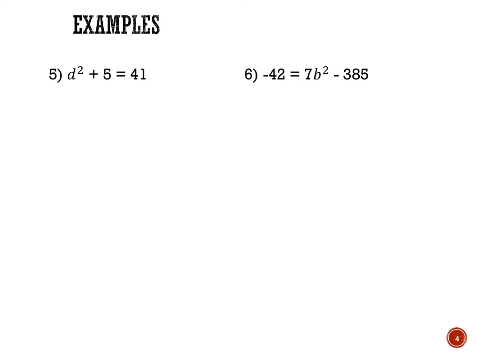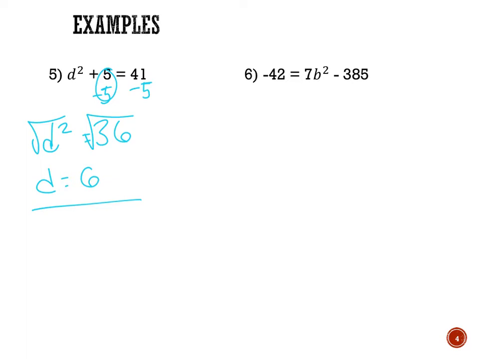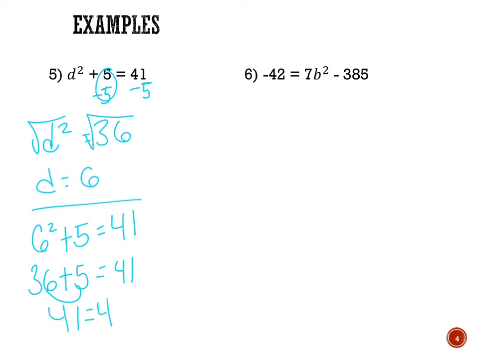Number 5, d squared plus 5 equals 41. I'm going to subtract 5 from both sides. So d squared equals, 41 minus 5 equals 36. Take the square root of both sides. Square root of d squared is d. Square root of 36 is 6. So we'll check it. 6 squared plus 5 equals 41. 6 squared is 36. Plus 5 equals 41. 36 plus 5 equals 41, equals 41.